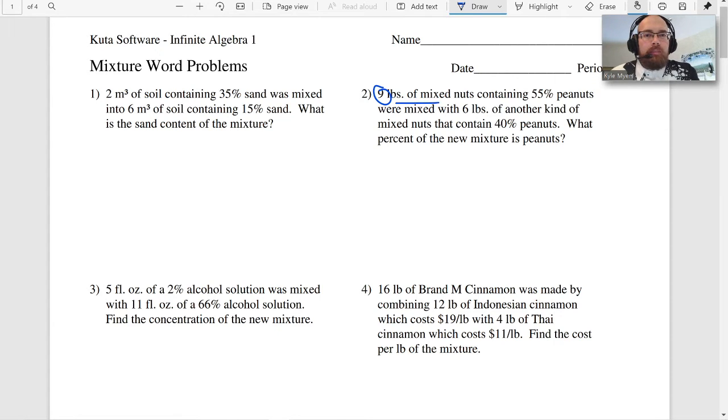9 pounds of mixed nuts. It's really hard to say fast. Containing 55% peanuts were mixed with 6 pounds of another kind of mixed nuts that contain 40% peanuts. What percent of the new mixture is peanuts?